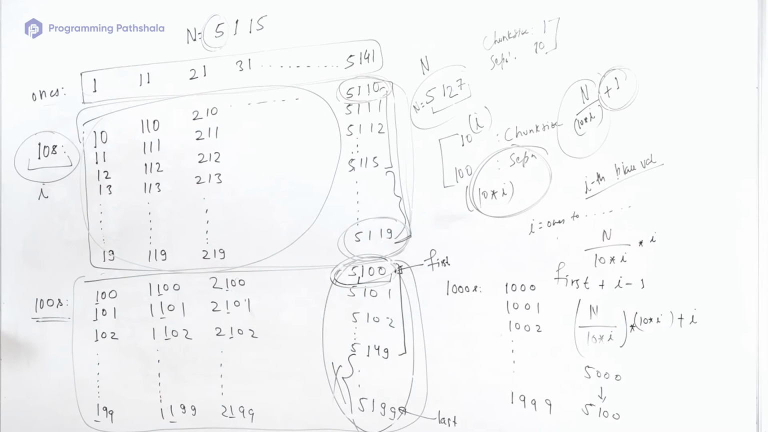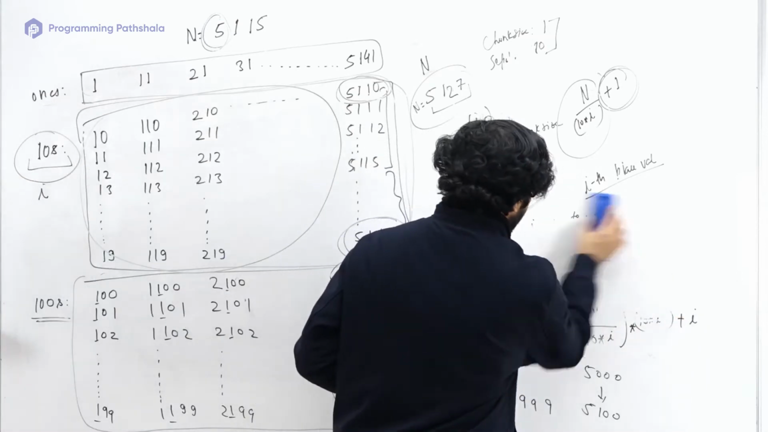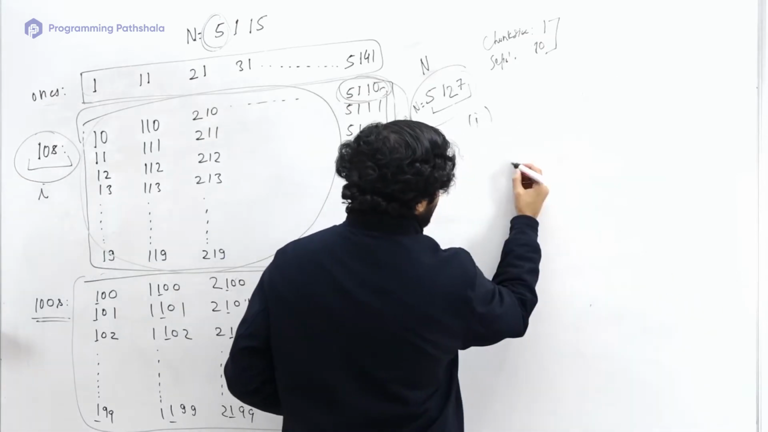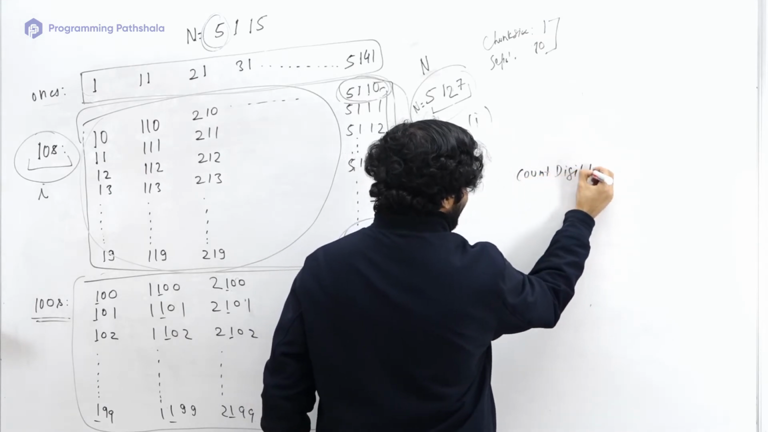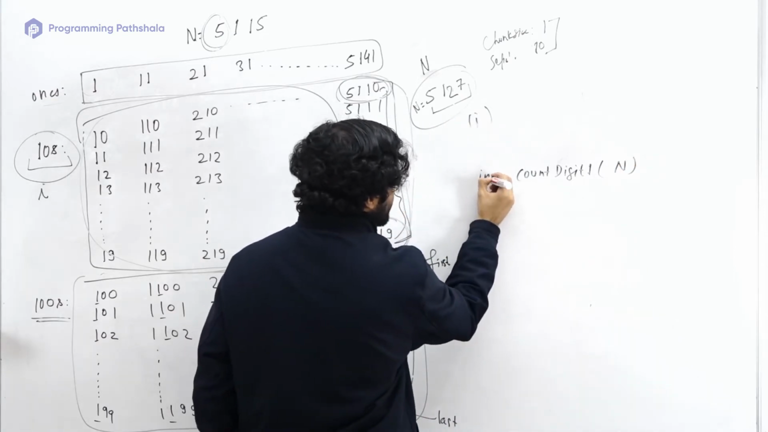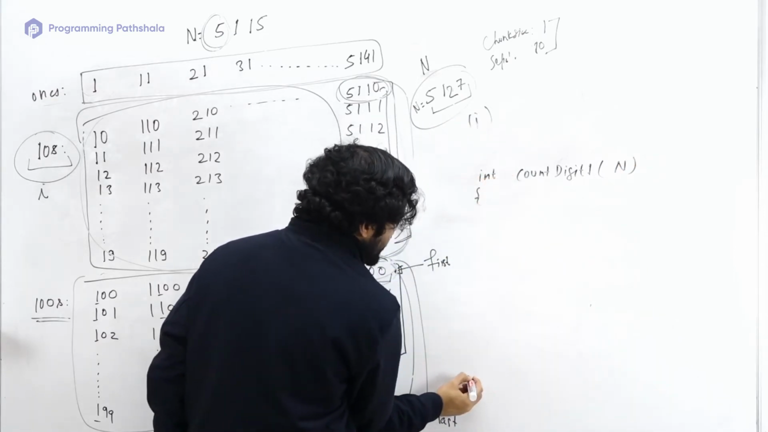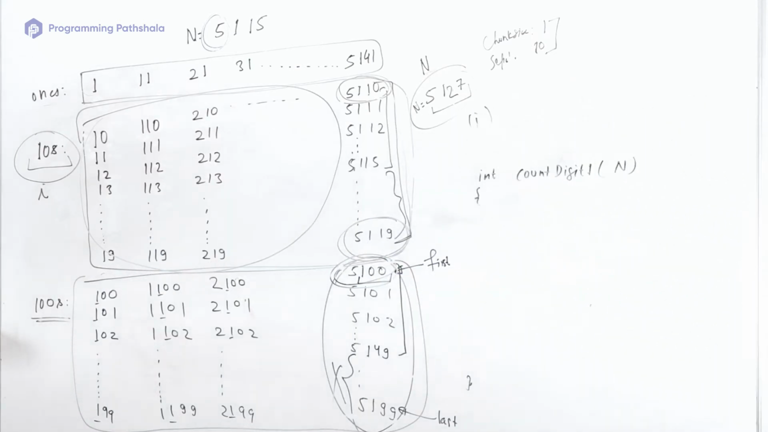Let's do one thing. Let's now quickly implement it all. Okay, so let's say I want to write a function for it. It will be a very small code. I call this count digit 1. Okay, and it takes a number n and it returns how many digits from 1 to n have 1 in them. Okay, that is what it does.